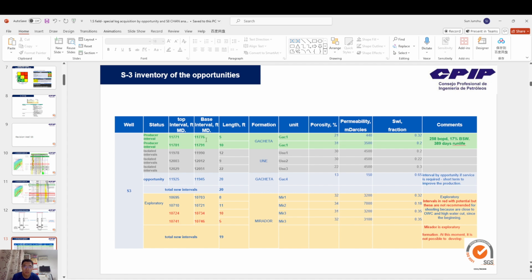This is the produced interval, 15 feet. Current production 258 barrels per day with 17% of water. The ESP run life is around more than 1 year. Exploring.